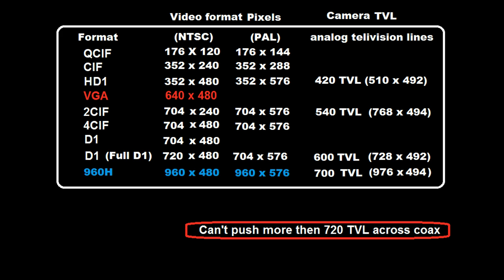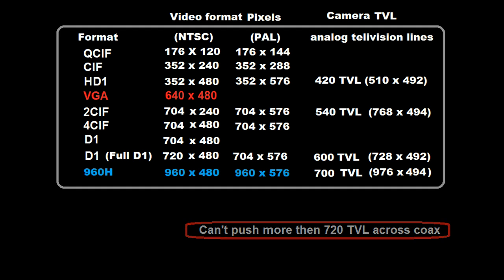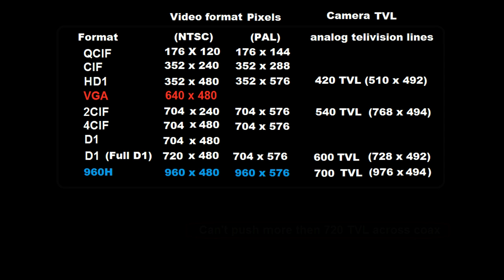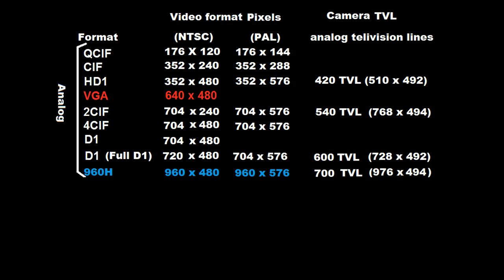Now remember, I said standard analog. There are actually some specialty analog systems that you can push more than 720 through the cable on. I'll mention those at the end of this video. All of these analog systems use coax to route their video. If you're on a budget, these are the cheapest systems on the market.